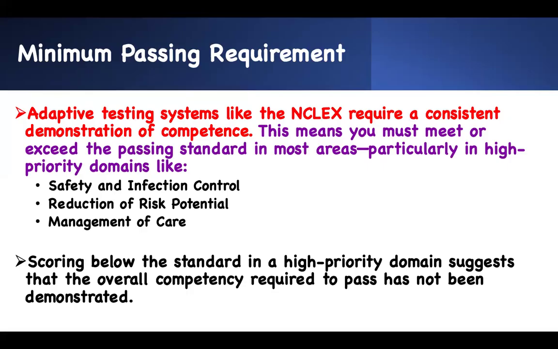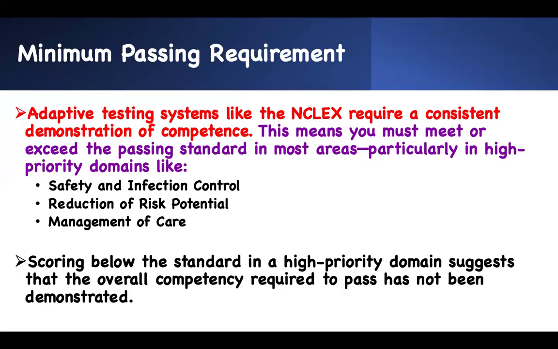So it requires a consistent demonstration of competency, right? This means you must meet or exceed the passing standard, right? In certain areas, especially safety and infection control, reduction of risk potential, and management of care. These three areas are key. There are two others you can also hold on to, and then you form a pentad of NCLEX. That's what you hold on to. Safety, infection control, reduction of risk potential, and management of care. And I will show you the other two.